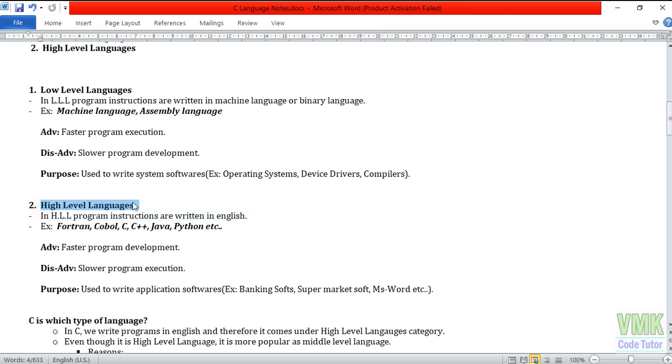High level languages are very easy for us to learn, and we write the programs in them. Examples of such languages: Fortran, COBOL, C, C++, Java, Python, etc. All of these come under high level languages.